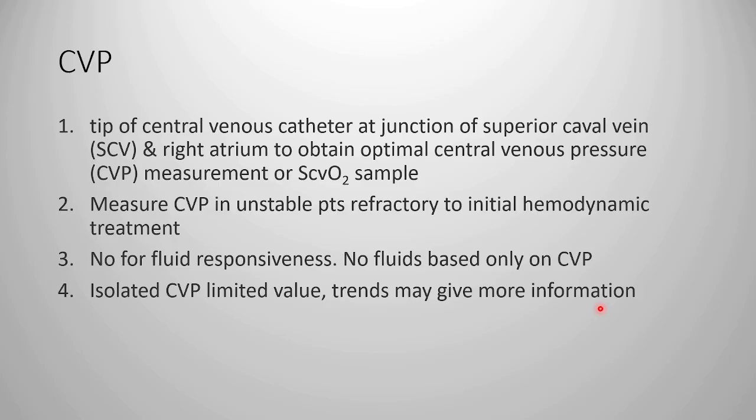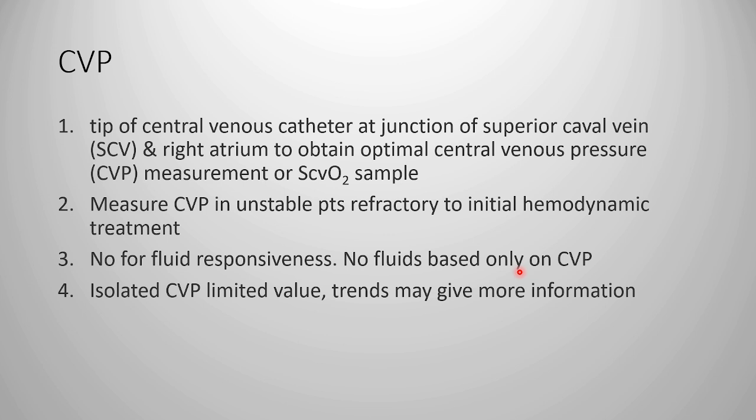The other classically important thing is central venous pressure. Central venous pressure should be measured when the tip of the central venous catheter is at the junction of the SVC and right atrium, to get an optimal sample for CVP measurement, or a good ScvO2 sample, which is central venous oxygen saturation. It is recommended to be measured in unstable patients. It is not a good parameter for fluid responsiveness. It should not be used. No fluids should be given based upon CVP.